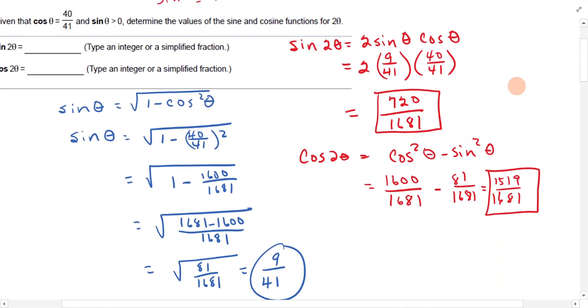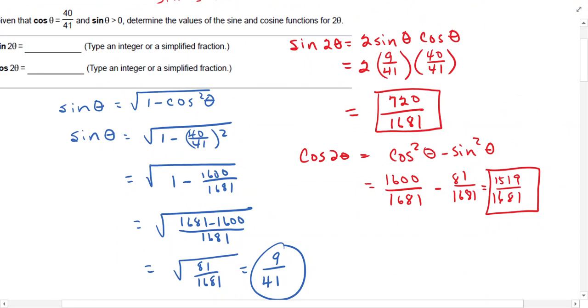Now to find sine 2 theta, it's 2 times 9 over 41 times 40 over 41. We were given this one. We solved for this one. We multiply across the top, so 2 times 9 times 40 gives us 720. And across the bottom, we get 1681.